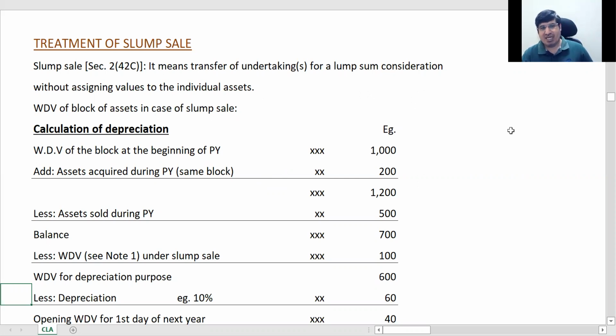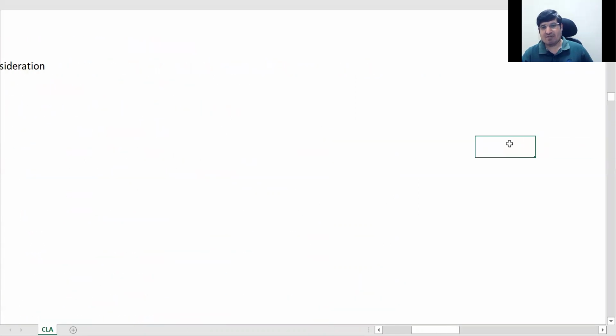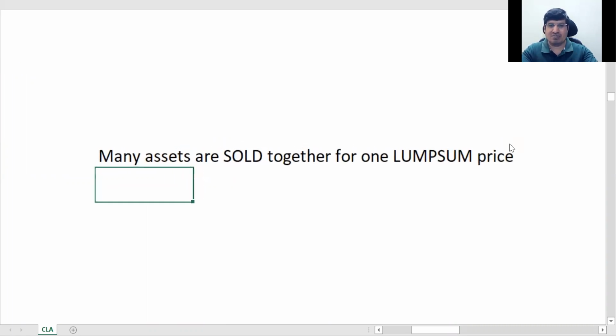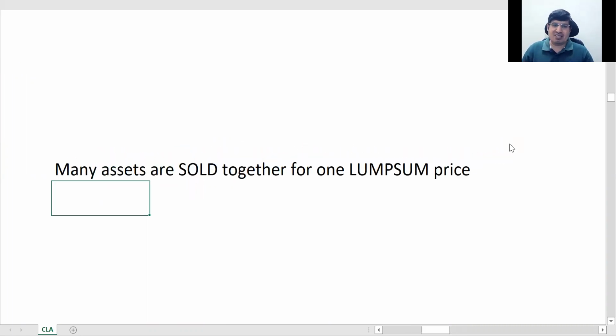Now slump sale ये होता है ना कि slump sale का मतलब क्या होता है? Normally जब many assets are sold together for one lump sum price. Okay, slump sale is when many assets are sold together for one lump sum price.